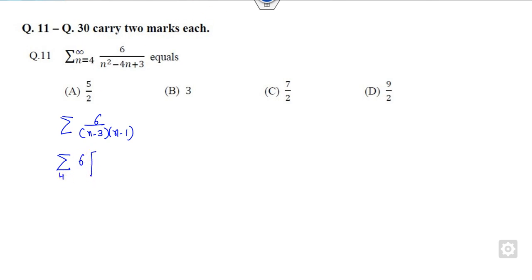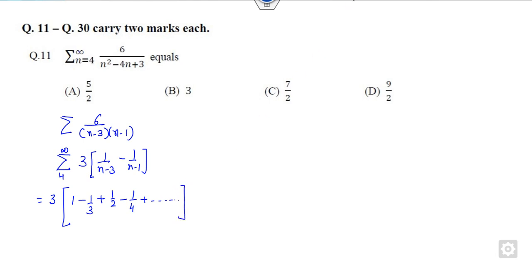Once you take the partial fraction, it is nothing but 3 times 1 over (n minus 3) minus 1 over (n minus 1), with n from 4 to infinity. Now you can open this bracket, and 3 can be outside. When n is 4, it will be 1 minus 1 by 3. When n is 5, it will be 1 by 2 minus 1 by 4, and so on.